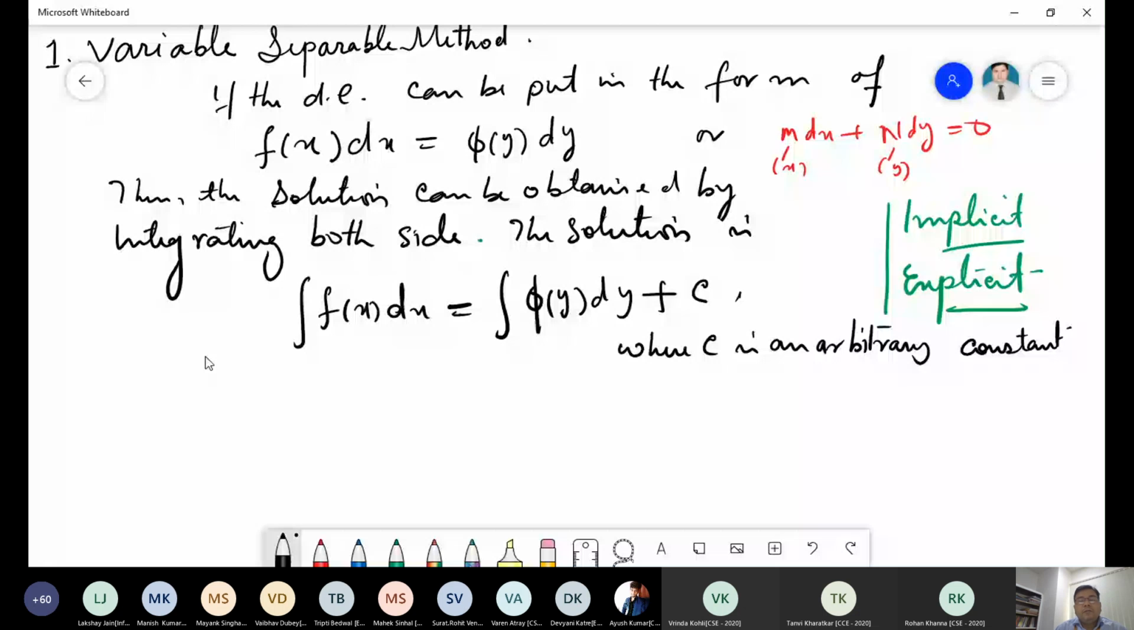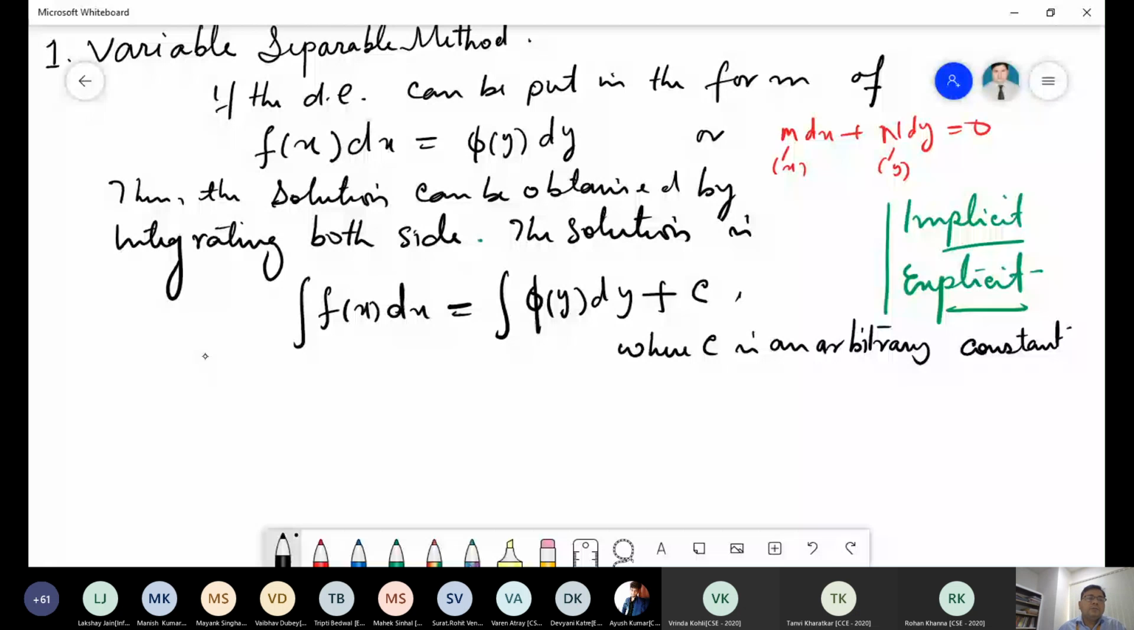If it is not, then we check for homogeneity. If it is not, then non-homogeneity. If it is not, then we go for exactness, then non-exactness, then we check for linearity, and then for the Bernoulli. So these are the 7 methods. If the fundamentals are clear, you can just watch the problem and solve that question.